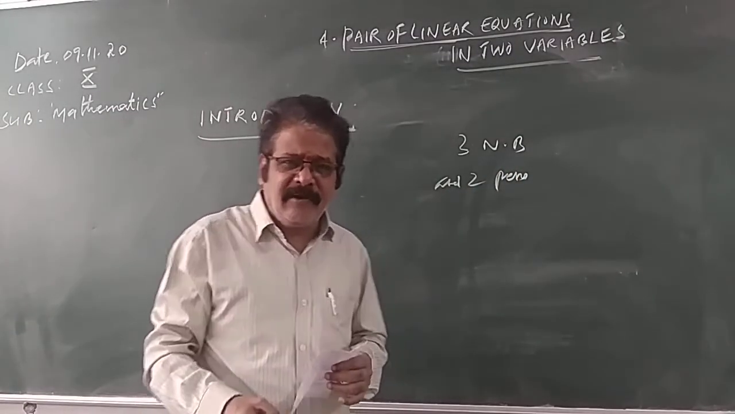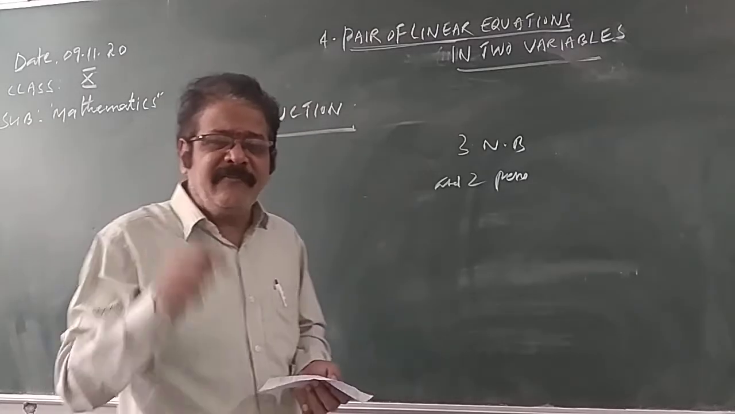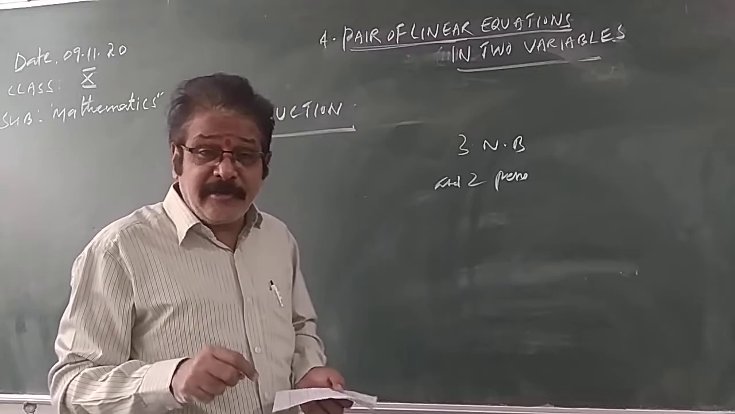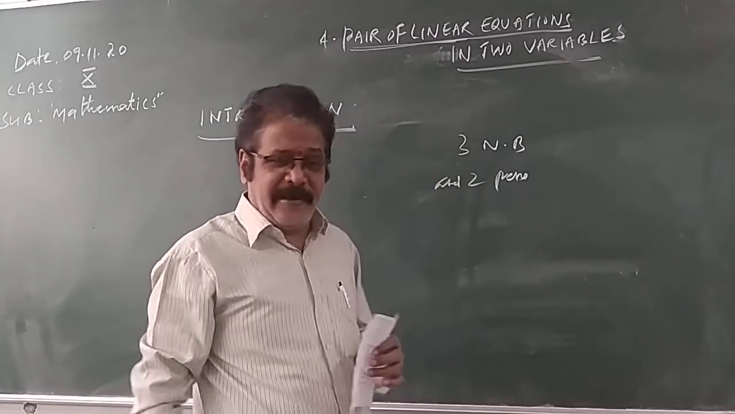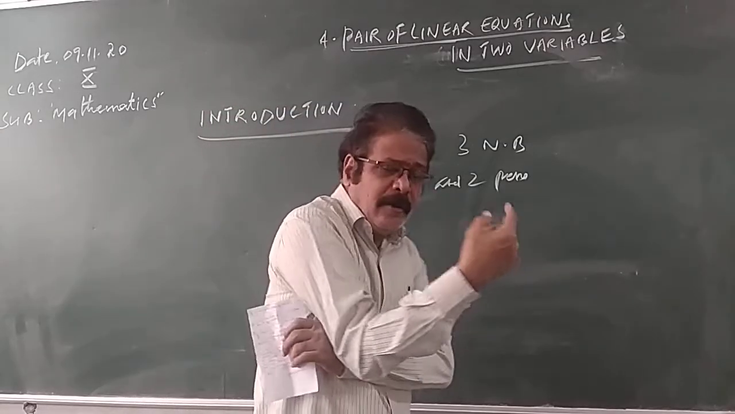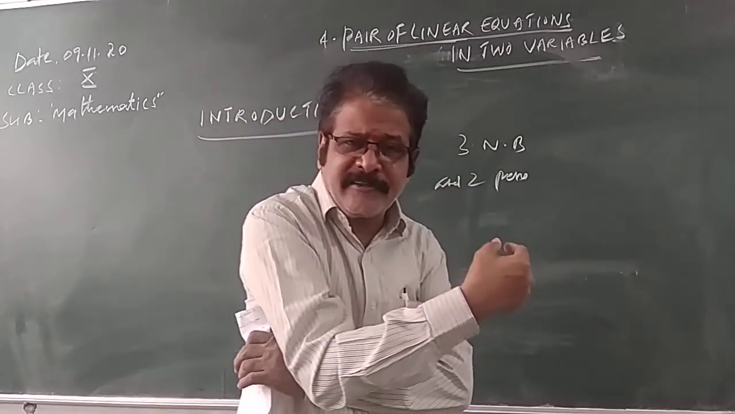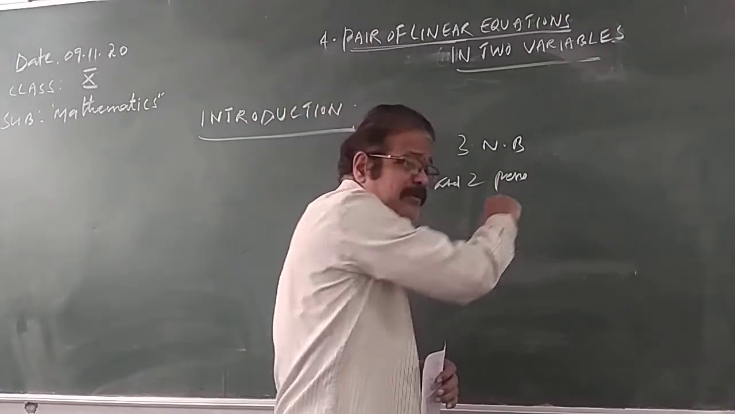What did that girl do? She went to a stationery shop or bookshop along with her father. There she purchased 3 notebooks and 2 pens. How many variables are here? Here we express the variables in the form of items. One item is the notebook, the other item is the pen.